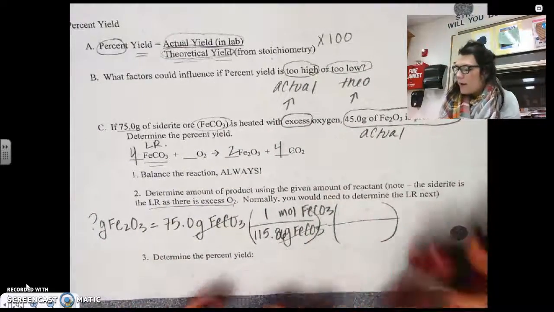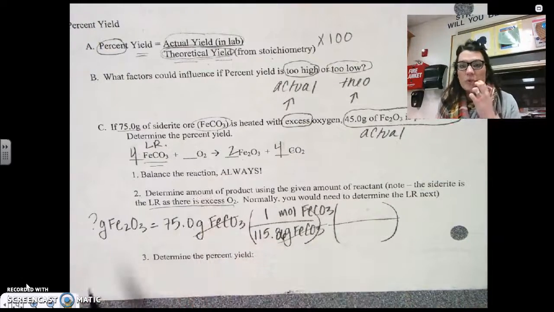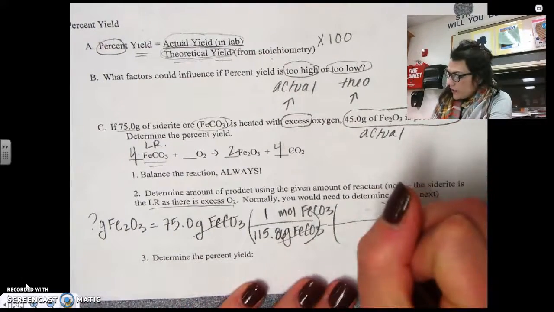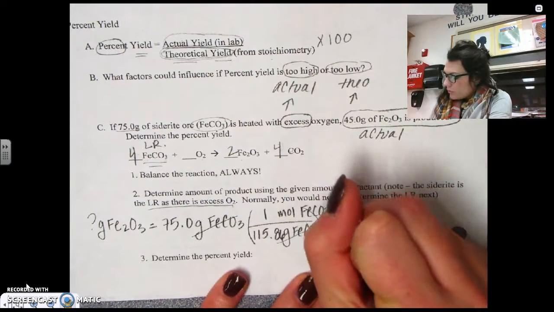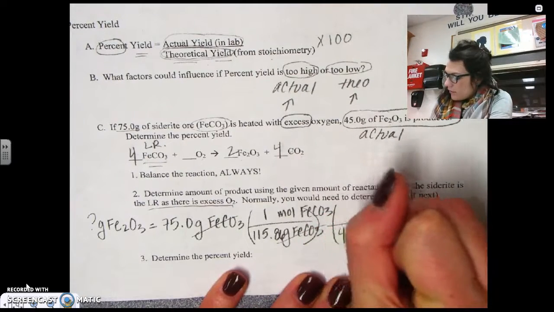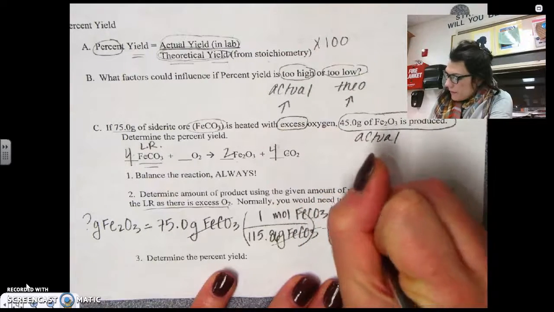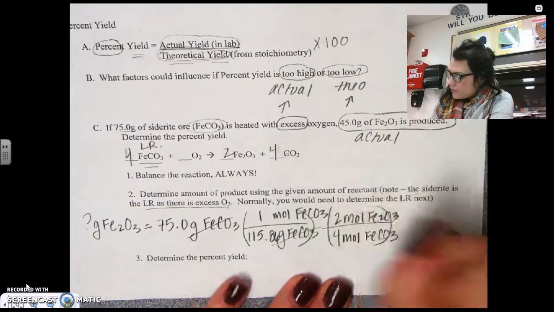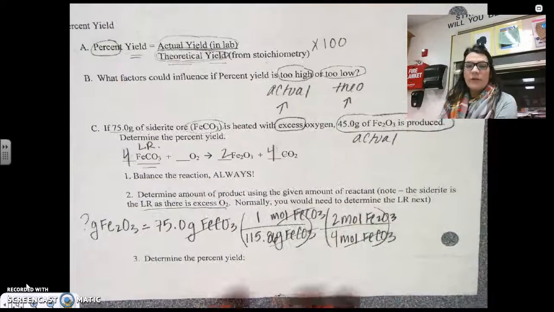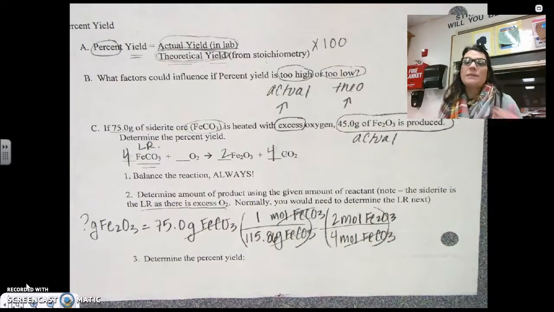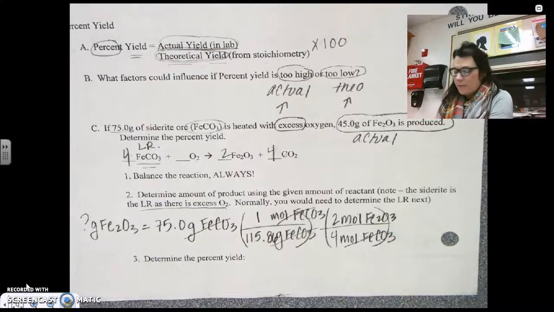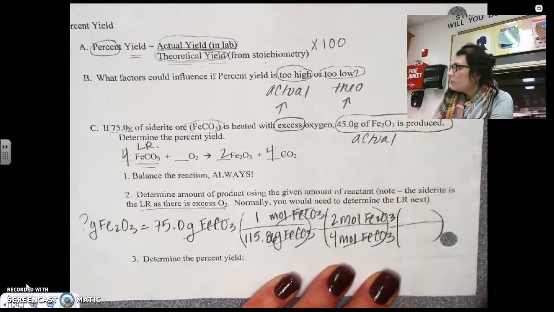Now I can use my balanced chemical reaction to move from mole to mole. Okay, so for every 4 moles of the siderite ore, I will create 2 moles of Fe2O3. Okay, so moles cancels. Now I convert from moles into grams because I need to be in grams in order to determine yield. Okay, so I need one more conversion.